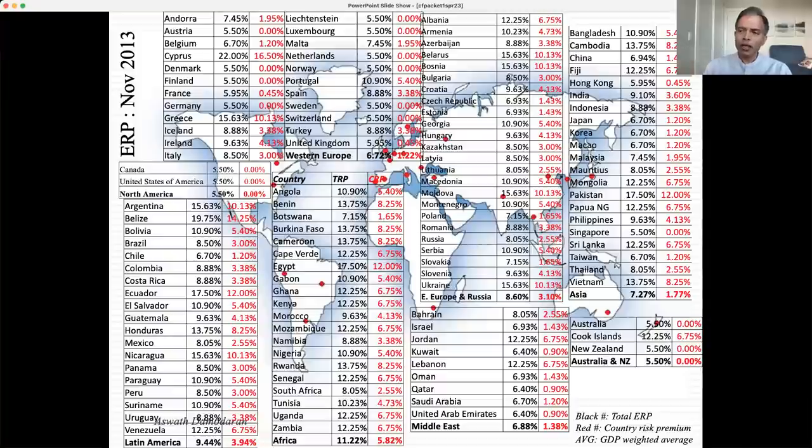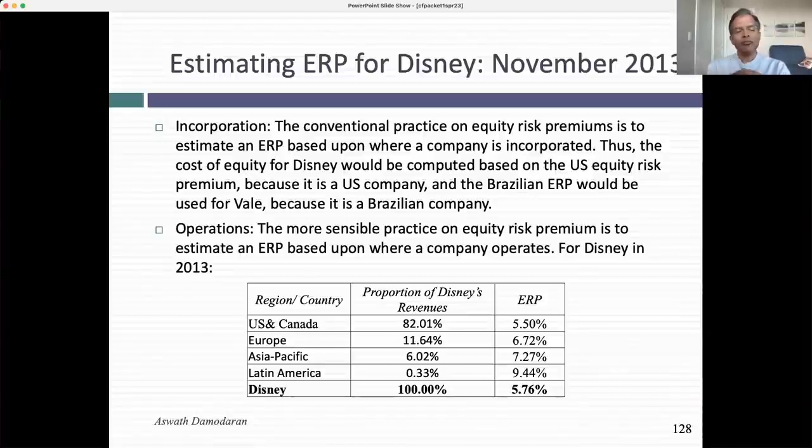So I'm going to make a statement that I feel very strongly about, though some people disagree. A company's equity risk premium should reflect where it does business, not where it's incorporated. Let me repeat that again. A company's equity risk premium should reflect where it does business, not where it's incorporated. Infosys, Indian company, right? But gets 90% of its revenues in the US and North America. So here's what I'm going to do. I'm going to take each of my companies and compute an equity risk premium for that company based on where it does business.